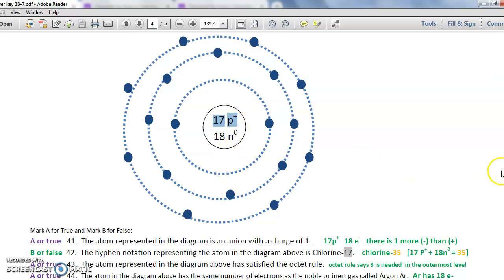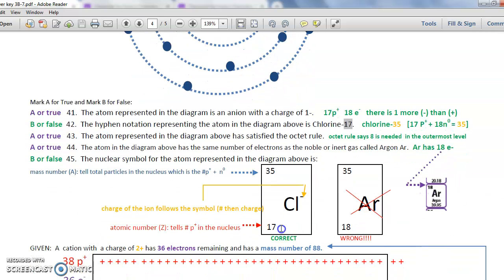Atomic number. The atomic number is 17. It should look like this, 17 and 35. Plus, we know this thing is charged 1 minus. When it's charged, you have to put that in the nuclear symbol format. This one didn't even have a charge. It had the wrong symbol, it had the wrong number here, and it had no charge. It should be Cl minus. This is the correct symbol. This one's wrong. This one's wrong. All right.